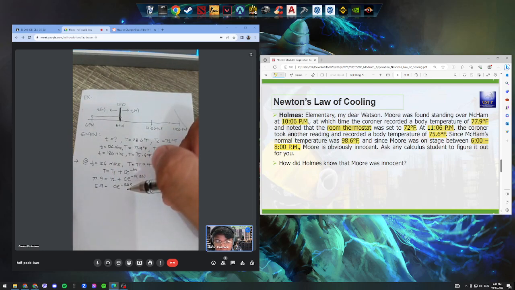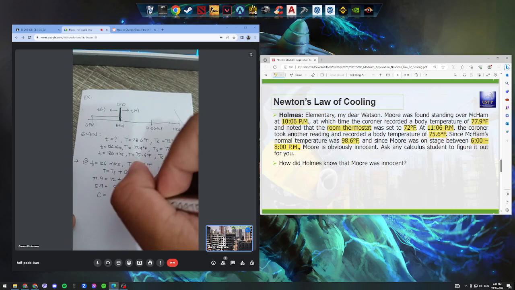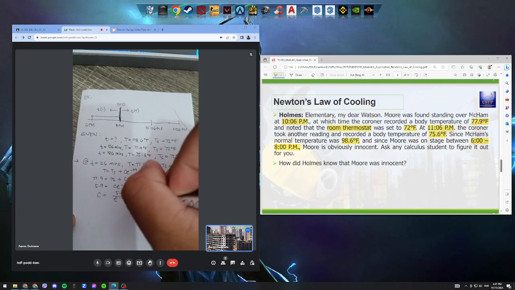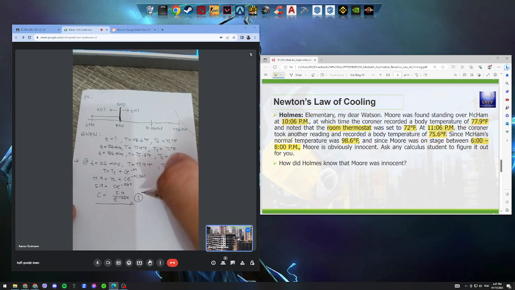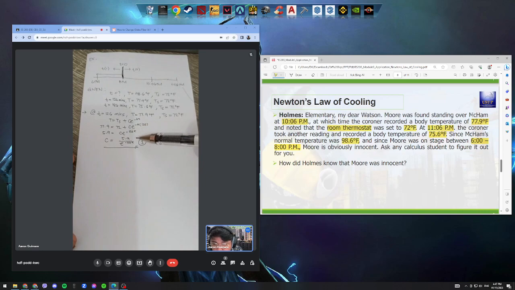So we still have two unknowns. But let's try to simplify this equation in terms of C. Cross multiply: C is equal to 5.9 over e to the power of negative 126K. So this will become our first equation, since we have two unknowns. How about we get the second equation? We need another equation to get the value of C and K, and since there are two unknowns, we need two equations.